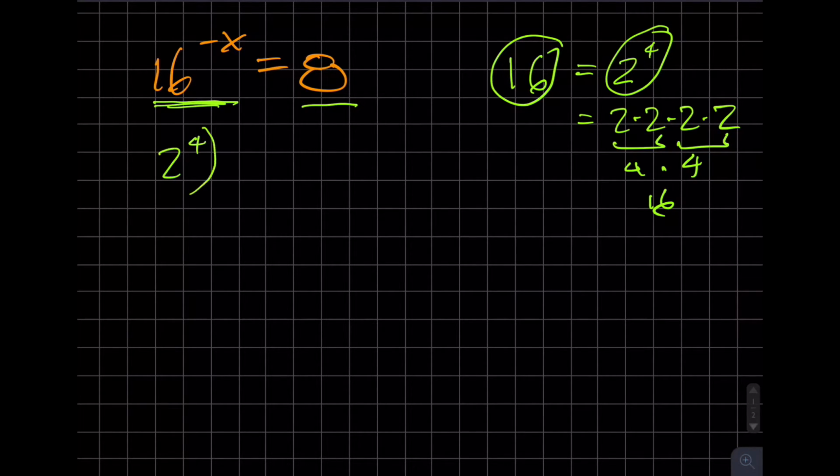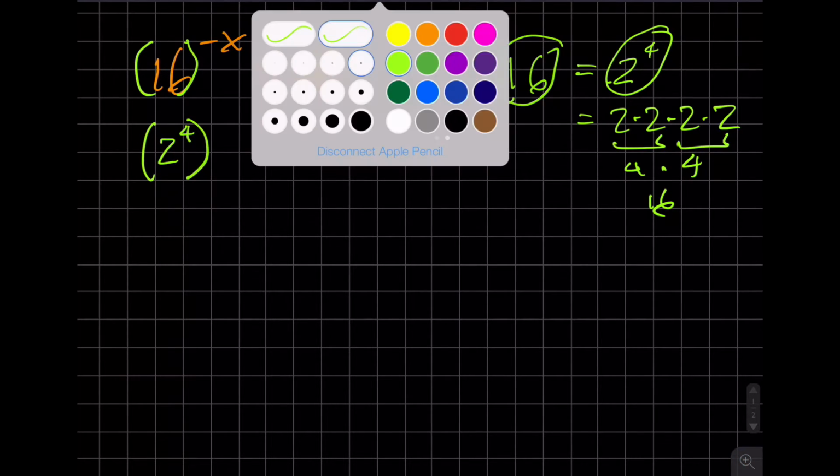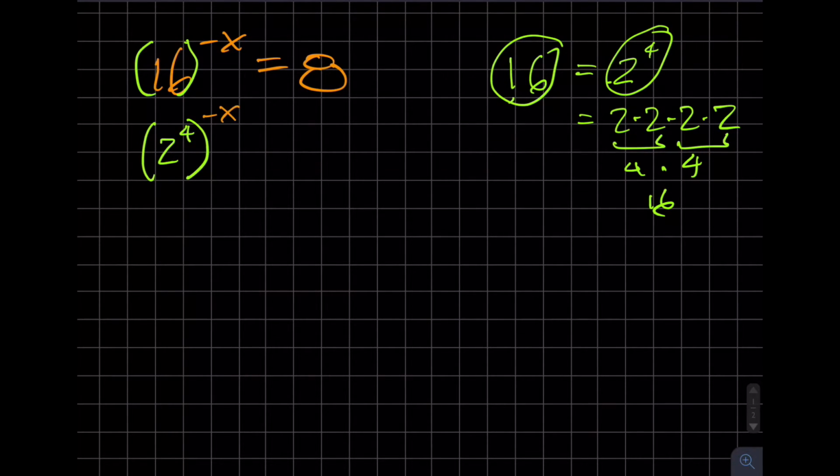Now remember, this whole thing is being raised to the exponent, because I'm just substituting this in for the value of 16. So actually, let me write this a little bit differently. I'm substituting in for this. So 16 is equal to 2 to the 4th. So I can write this as 2 to the 4th, and then leave this negative x raised on as the exponent on that newly written base.